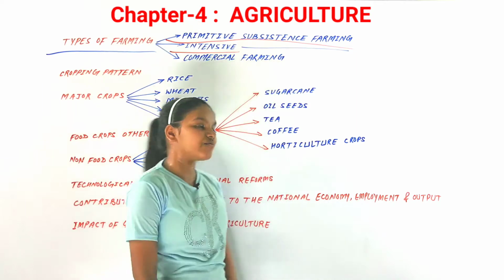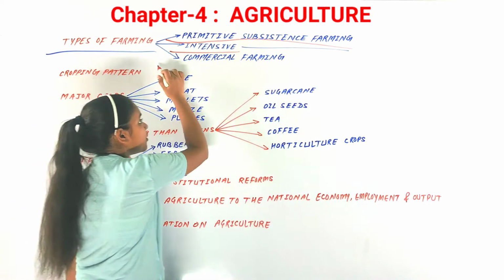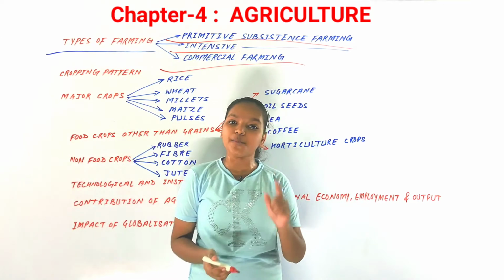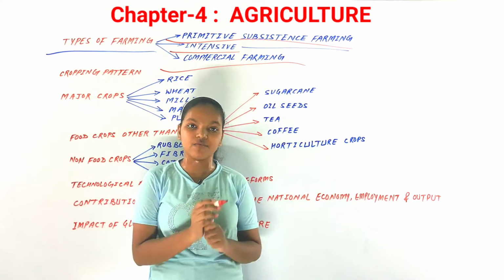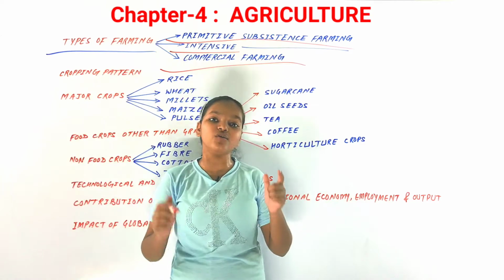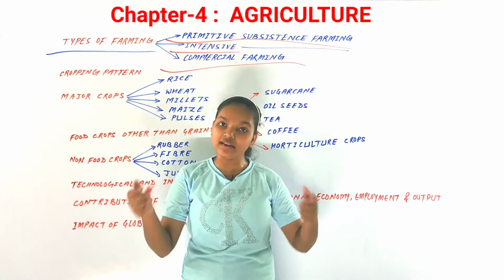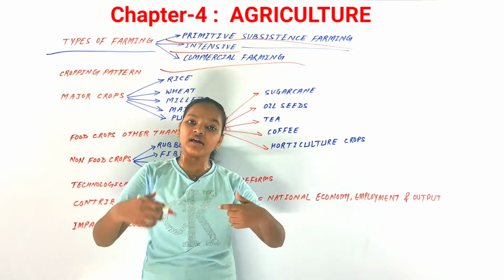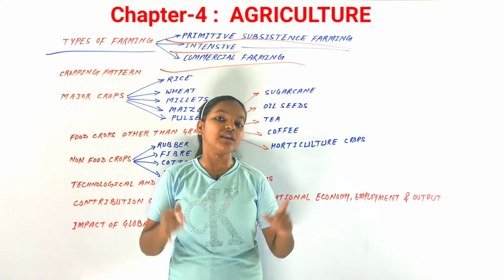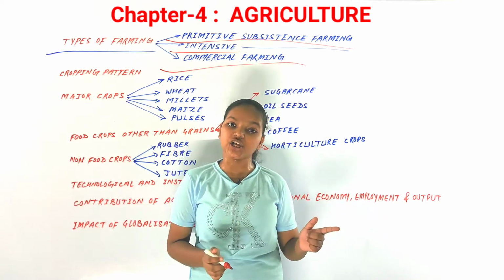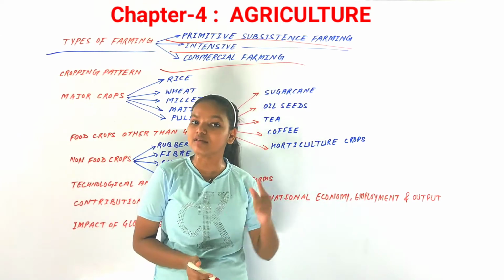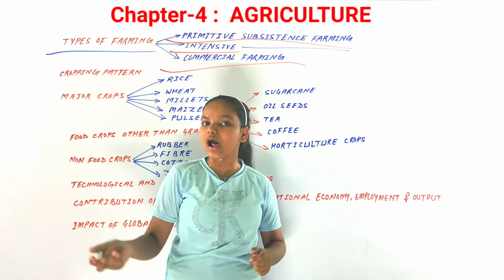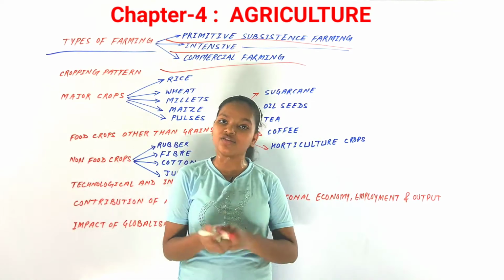After that, the third type of farming that we have here is commercial farming, and under commercial farming we have plantations as well. Commercial farming is usually done on a very big land, on which you are growing a lot of crops. It is for the market, for commercial purposes, because the crops will be sold in the market. It is not like you are producing those crops for your family needs.